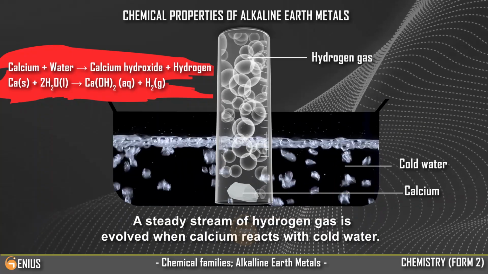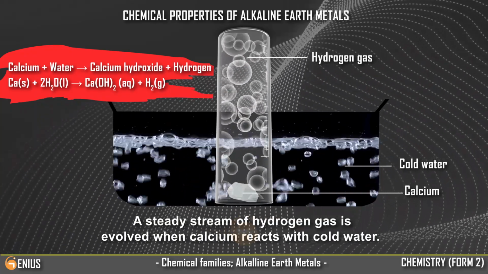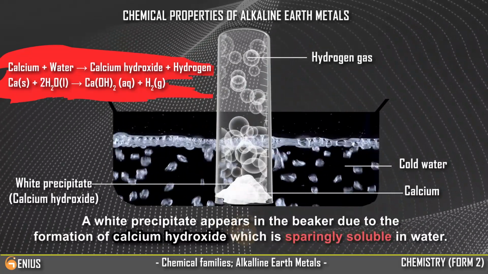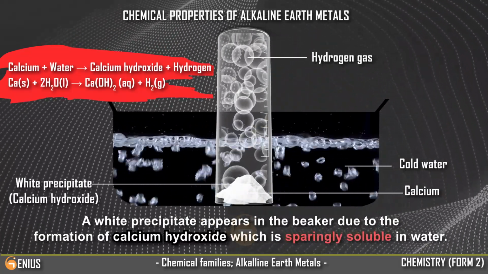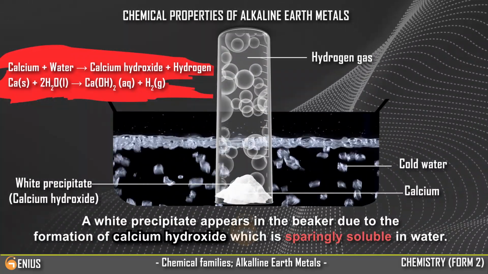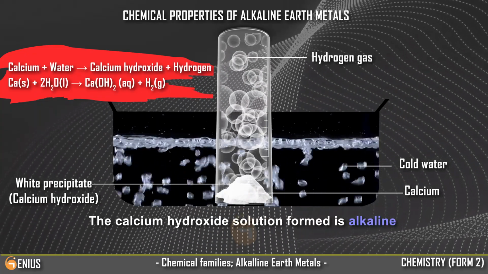A steady stream of hydrogen gas is evolved when calcium reacts with cold water. A white precipitate appears in the beaker due to the formation of calcium hydroxide, which is sparingly soluble in water. The calcium hydroxide solution formed is alkaline.